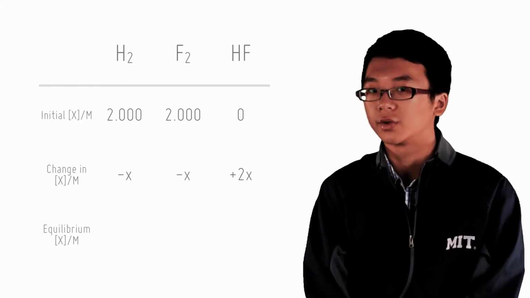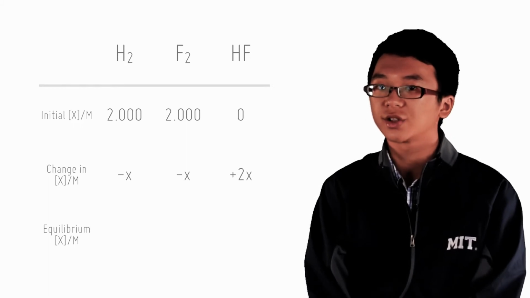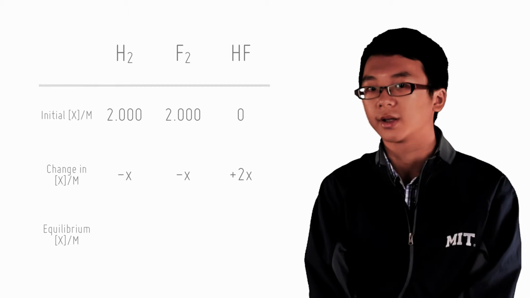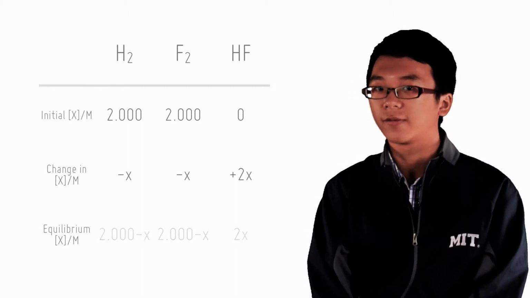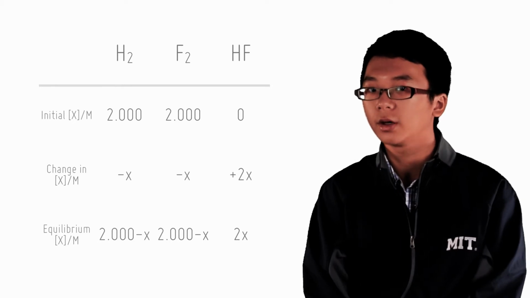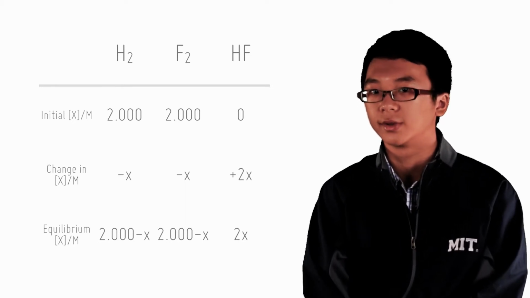Finally, the equilibrium concentration. Again, we don't know this, so let's just add the initial concentration and the change in concentration to find out what the equilibrium concentration ought to be. For H2 and F2, it will be 2 minus x, that is the equilibrium concentration. For HF, it will be 0 plus 2x, which gives you 2x.